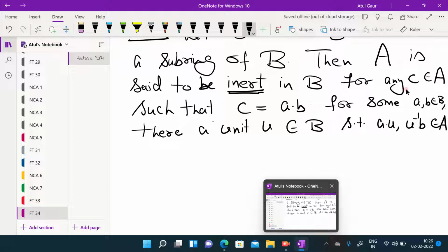So that means what is happening? Any element in A having factorization in B, then this factorization you can pull down to a factorization in A via unit. Because this factorization of C, you can say that C is the same as aU dot U inverse b, and where is this factorization now? In A, because aU is in A, U inverse b is in A, right? So A is said to be inert in B if for any element in A having factorization in B, you also have a factorization in A. Is that fine?